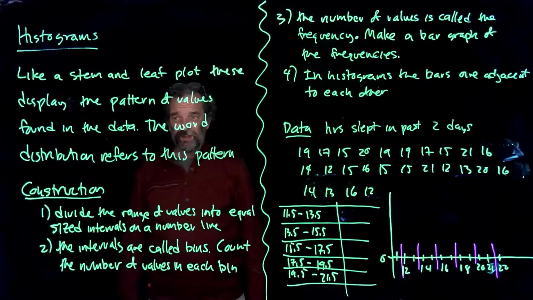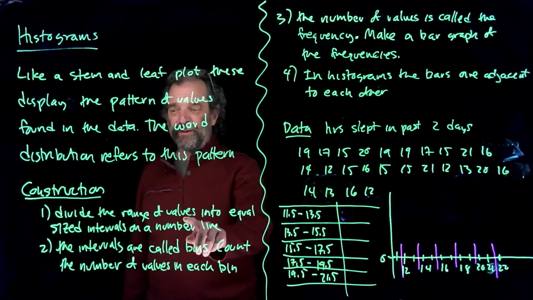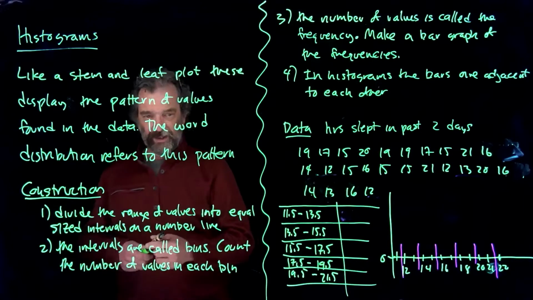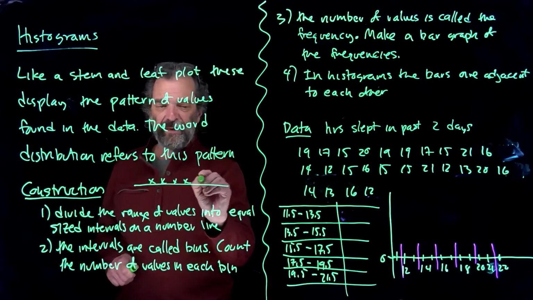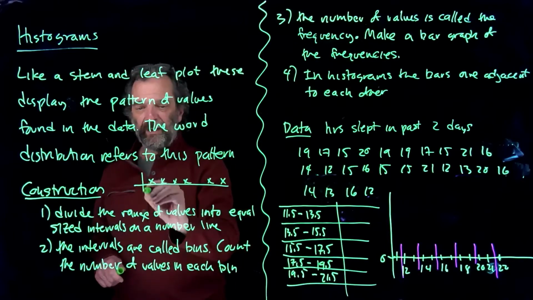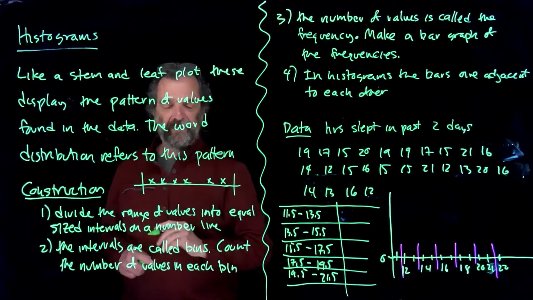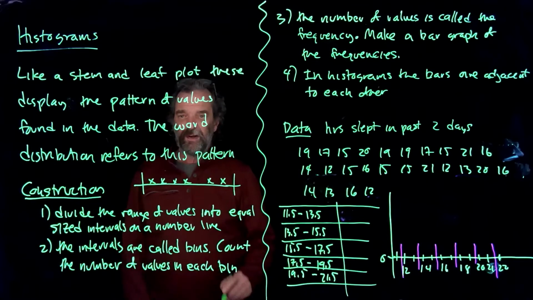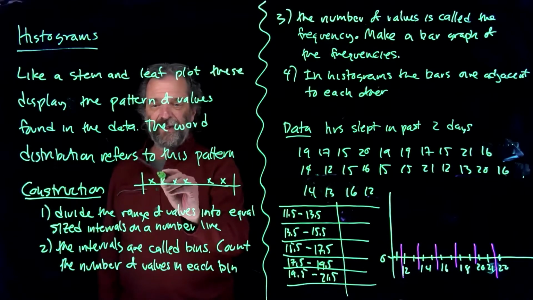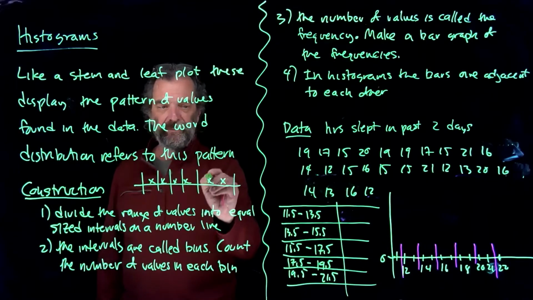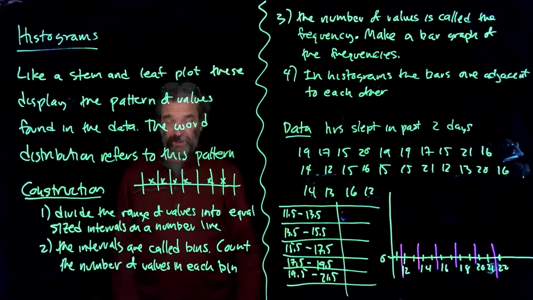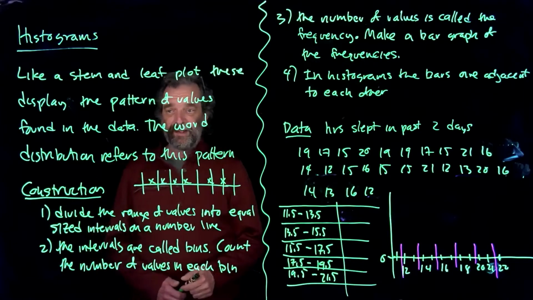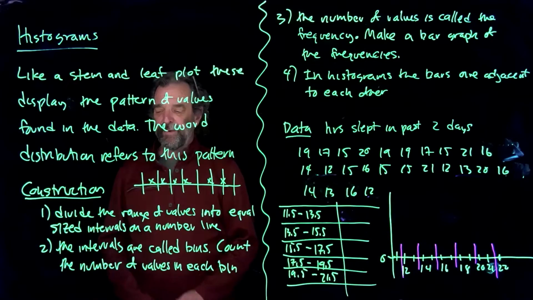Here we go. Construction. Divide the range of values in equal size intervals on a number line. So you're going to take a number line. You're going to look and see where the values are on the number line. You're going to take some convenient interval on the number line. Then you're going to divide it up in equal size pieces like this. Equal size is necessary because later on we want the area of the bars to represent number of observations.